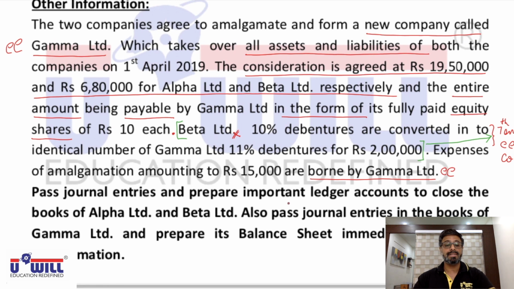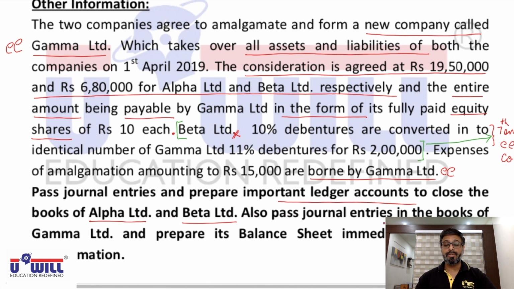Now what all is asked? Pass journal entries and prepare important ledger accounts to close the books of Alpha Limited as well as Beta Limited. I told you in the last lecture, Alpha Limited is the transferor company, Beta is also a transferor. So 14 entries in the books of Alpha, 14 entries in the books of Beta. And we have to make important ledger accounts also. So 4 ledger accounts in Alpha's books, 4 ledger accounts in Beta's books.